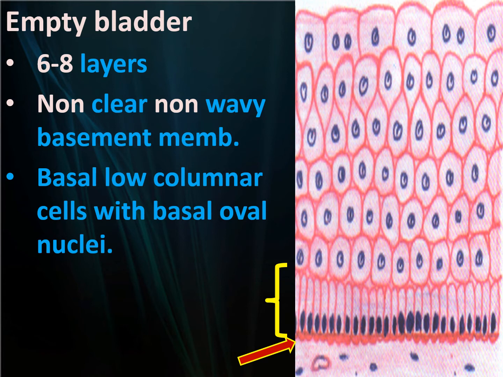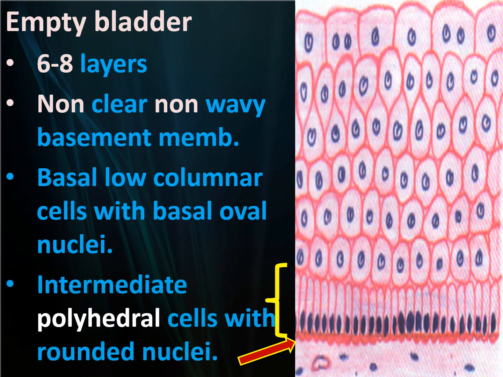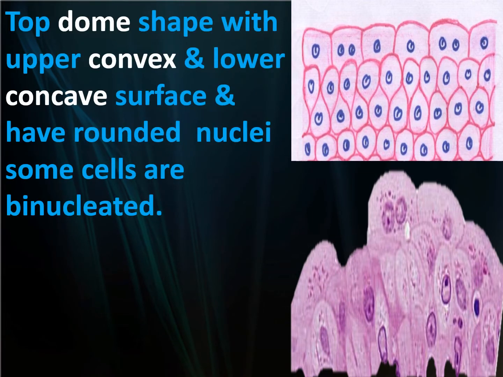Also, the basal cells are low columnar with basal and oval nuclei. The intermediate layer is polyhedral cells with rounded and central nuclei. So the basal cell and the intermediate layer are the same as stratified squamous epithelium. What is the difference? The difference is in the top layer. The top layer is dome shape. As we see here, it is dome shape, convex in shape.